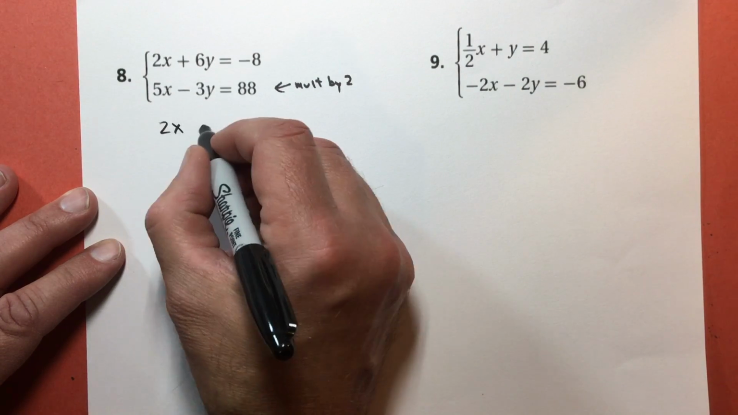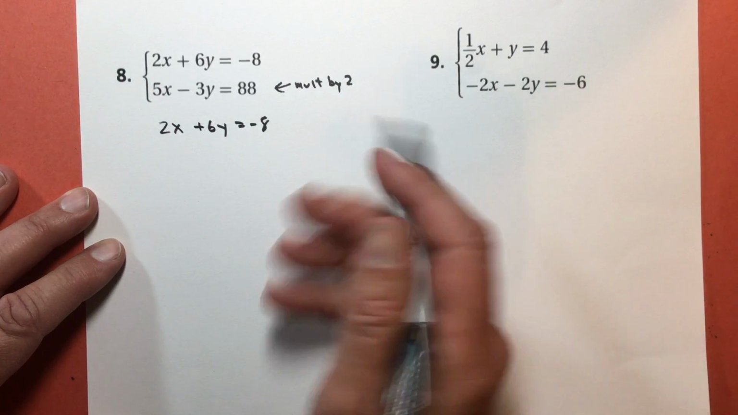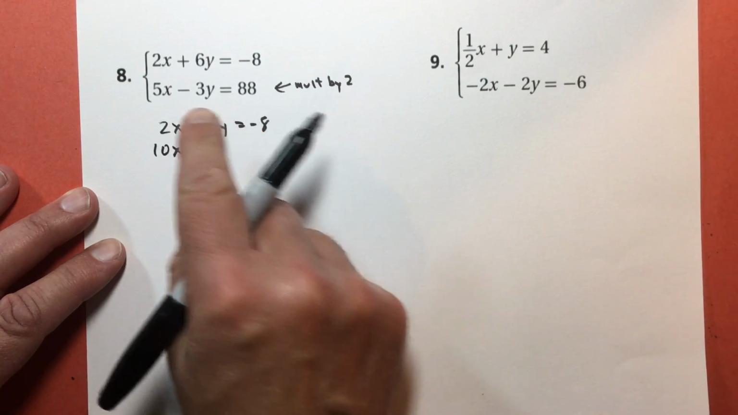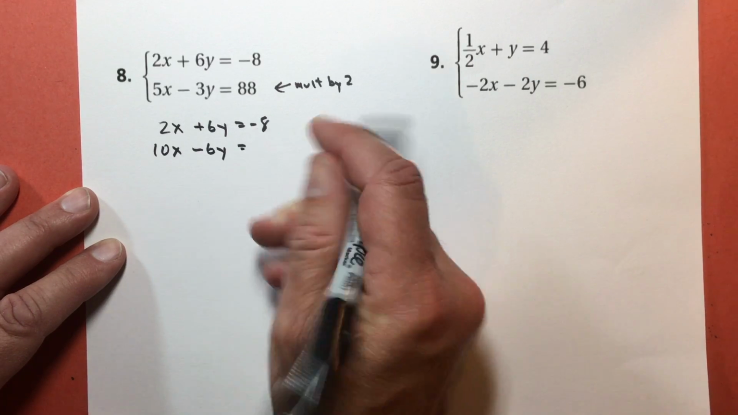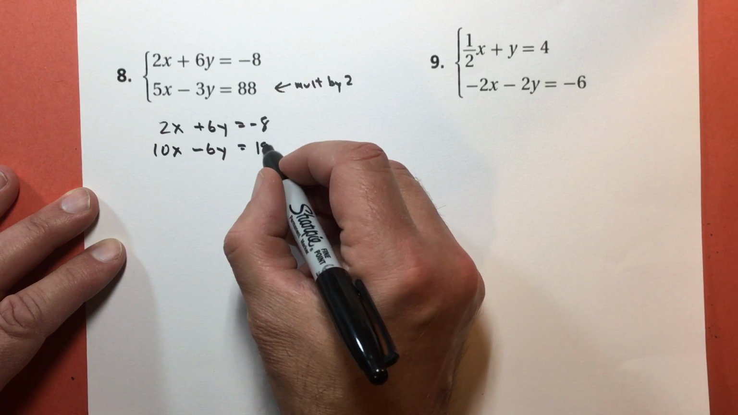So I got 2x plus 6y equals negative 8. I left that one alone. 5 times 2 is 10, so I get 10x. Negative 3 times 2 is negative 6y. And 2 times 88, that is 196.